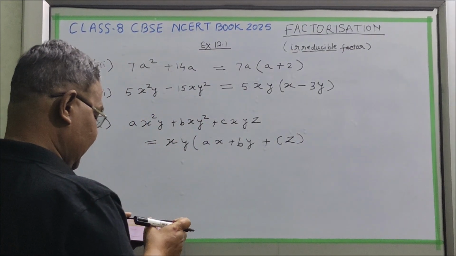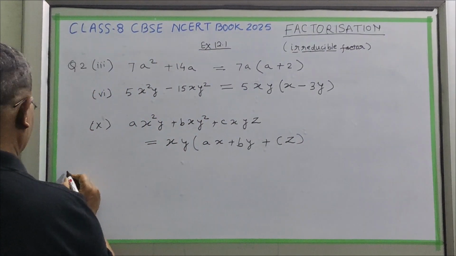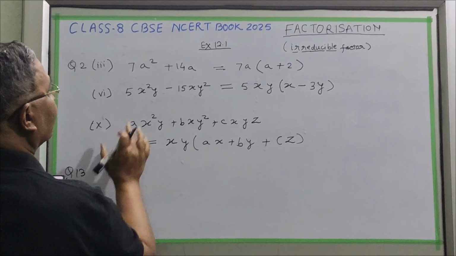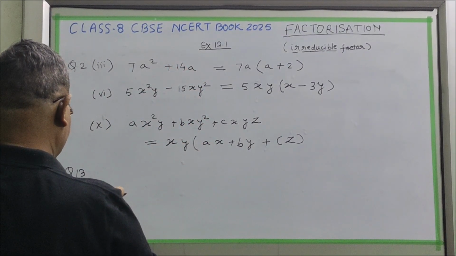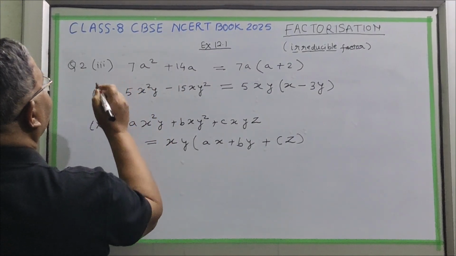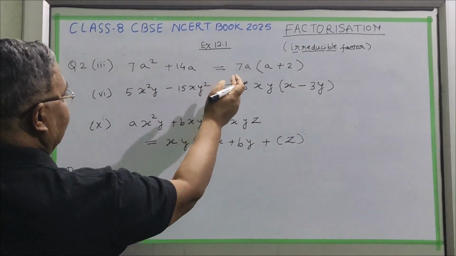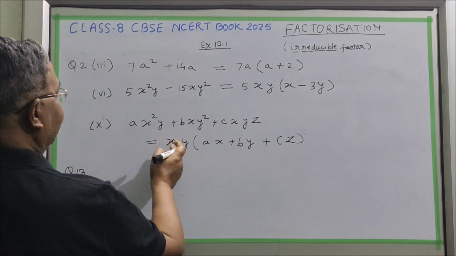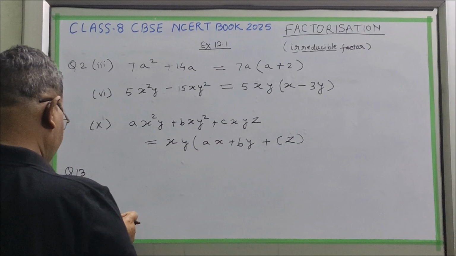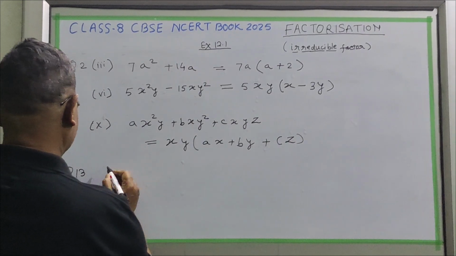Okay, now question number three. So this we have done by what? How have we done? We have done by taking the common out. Common alphabets we have taken out and the rest of the terms we have written here. Okay, now third, 15.